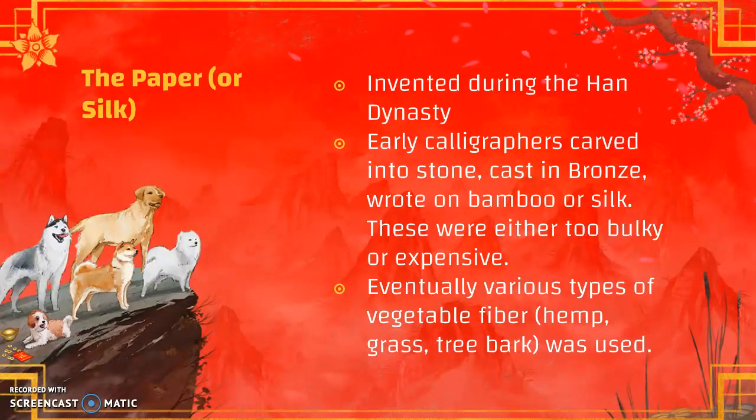The paper, or sometimes silk, was invented during the Han Dynasty. Prior to that, the early calligraphers would carve into stone, they would cast on bronze, they would write on bamboo or silk. These were either too bulky or too expensive. So eventually they moved to various types of vegetable fiber, hemp, grass, tree bark, etc. Today, as we explore our calligraphy, we're going to use rice paper, which is a very common form of calligraphy paper used today.